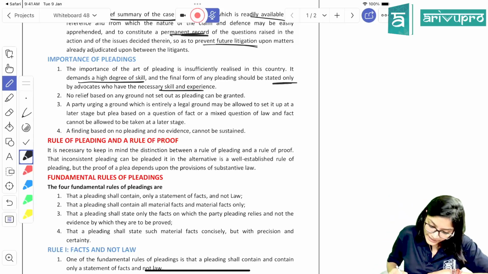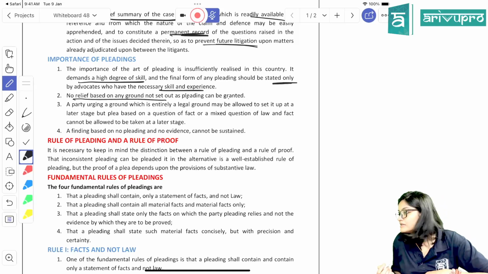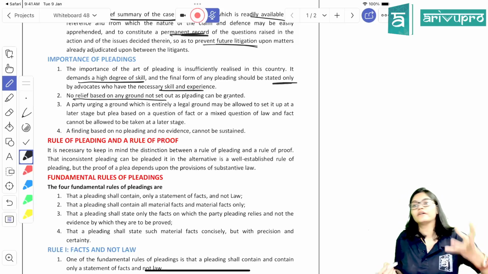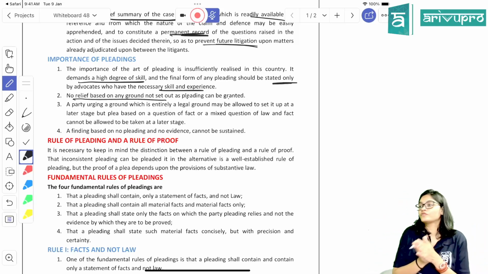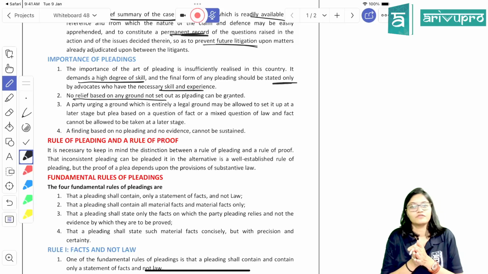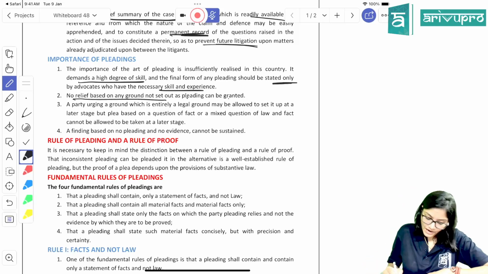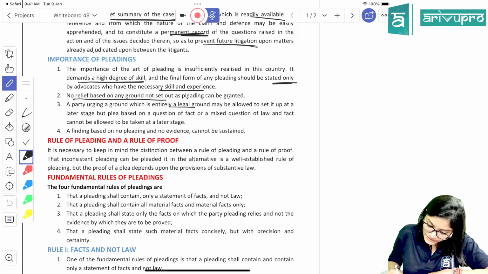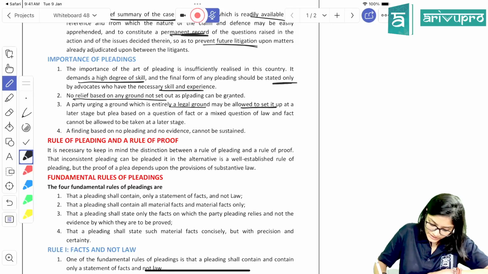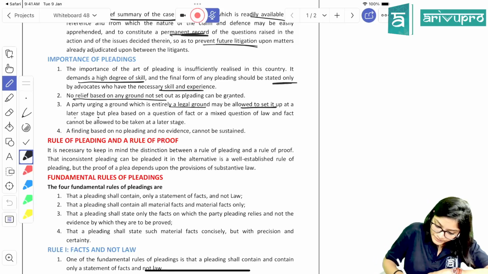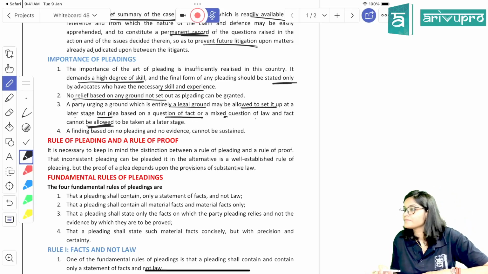No relief based on any ground not set out in the pleading can be granted. We have seen this, right? Any ground which you have not mentioned in the pleading, for that no relief will be given. We have seen this, right? A party urging a ground which is entirely a legal ground may be allowed to set it up at a later stage, but a plea based on a question of fact or a mixed question of law and fact cannot be allowed to be taken up at a later stage, right?